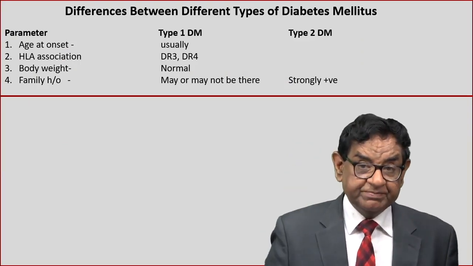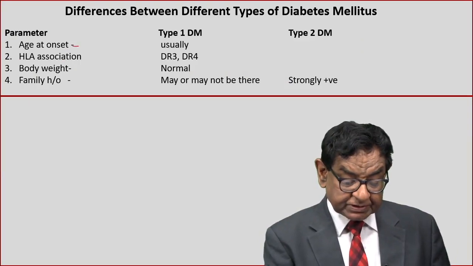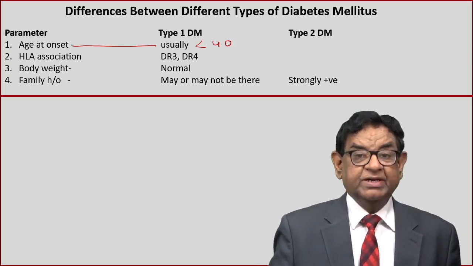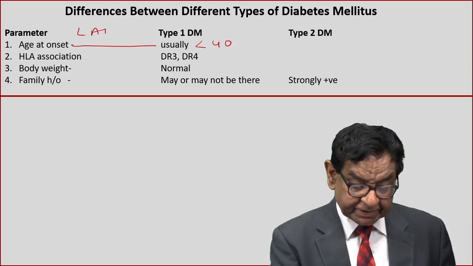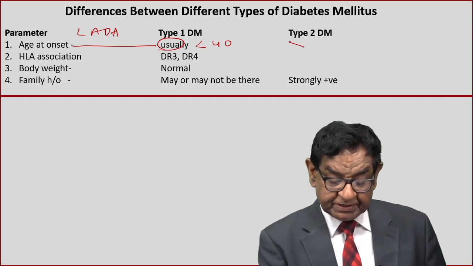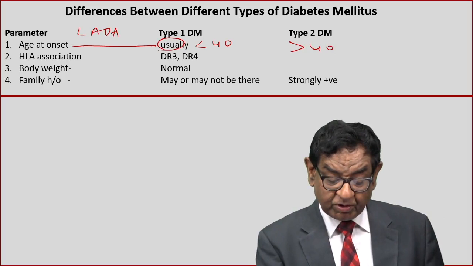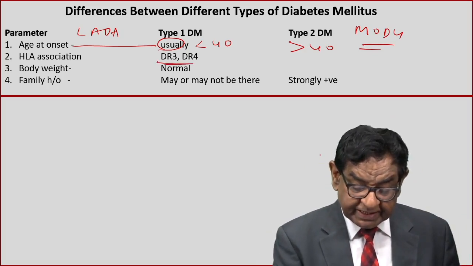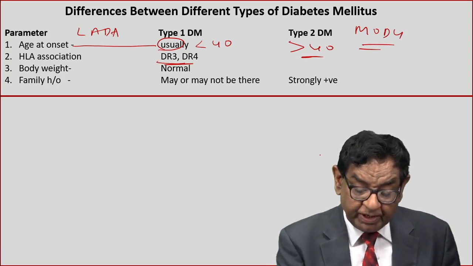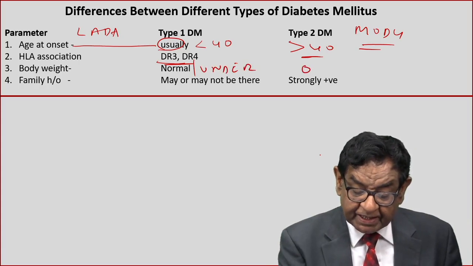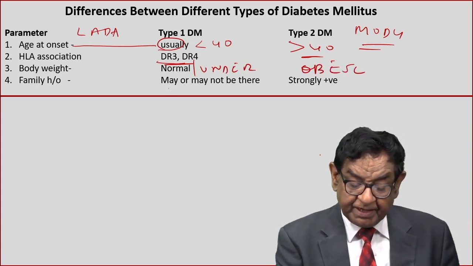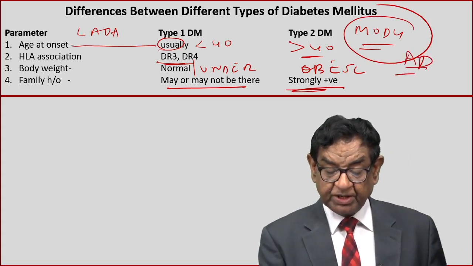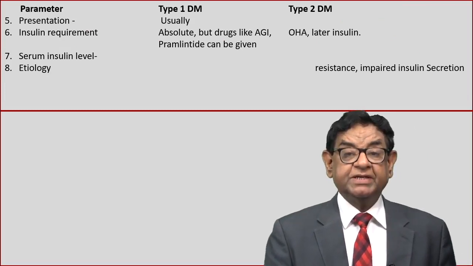Now let me discuss the difference between type 1 and type 2 diabetes. Age of onset in type 1 is usually below 40 years. By now you know we have an entity called LADA, which is a kind of type 1 diabetes that occurs in elderly persons. That is why we use the term usually 40 years. Type 2 is usually above 40 years, but do not forget we have a term called MODY, which is a kind of type 2 diabetes that occurs in young patients. HLA association: type 1 has HLA DR3, DR4; type 2 has no association. Body weight in type 1 is normal, sometimes underweight, but in type 2 they are really obese. Family history may or may not be there in type 1, but is strongly positive in type 2, and in MODY it is definitely positive because this entity is autosomal dominant. Then presentation is usually abrupt.